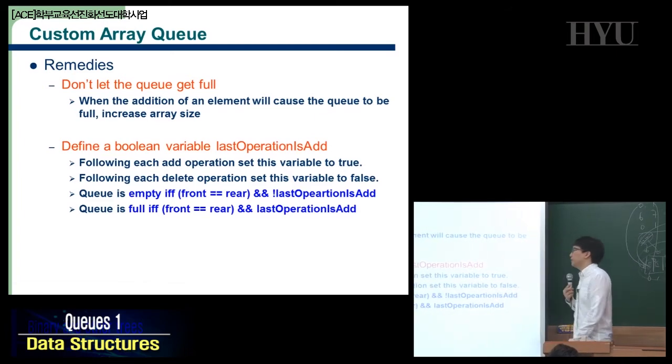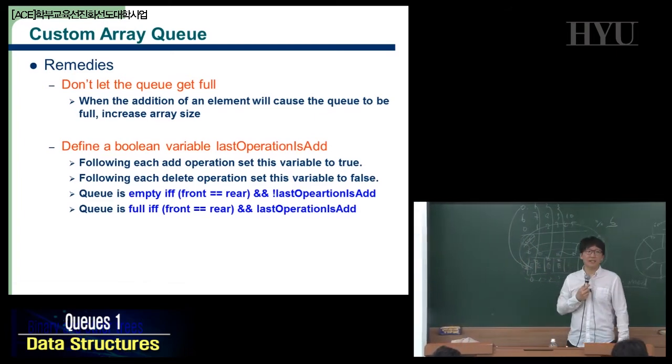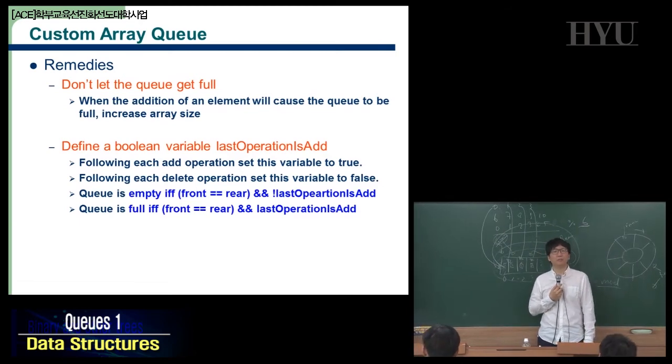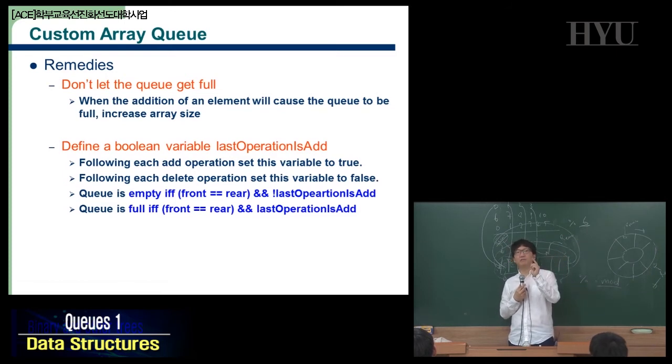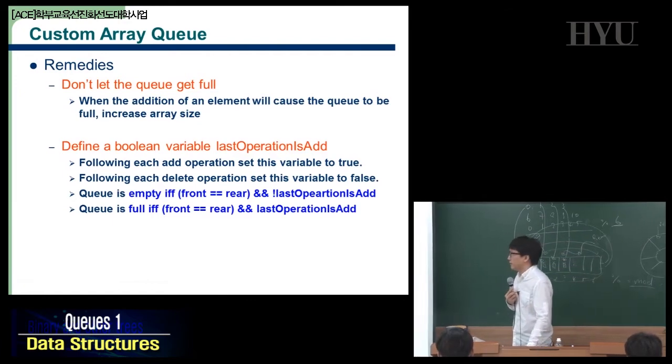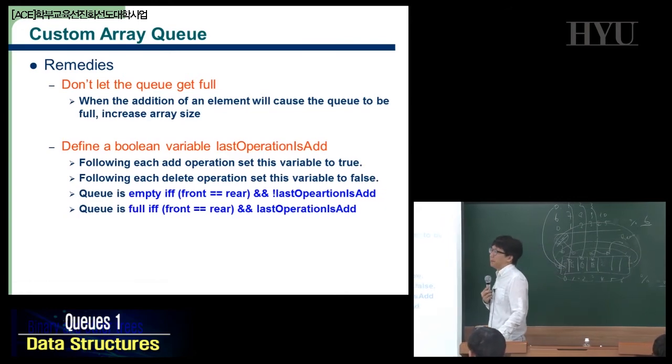Or define a Boolean variable: last operation is add. So I'm going to introduce another Boolean variable, whether it's true or false. Just simply asking, what's my last operation? I did my operation add, and then my rear and front are equal. It means most likely my queue is full. If my last operation is not add, and the next time I check, rear and front are equal, probably it's not a full queue, probably an empty queue. So I just define one single variable to check every single time.